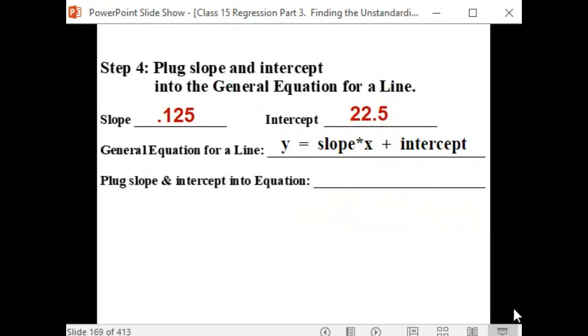The slope is 0.125 and the intercept is 22.5. Now all we have to do is plug these numbers into the general equation for a line, like this. And now we have the unstandardized equation for the regression line. Y predicted equals 0.125 times x plus 22.5.